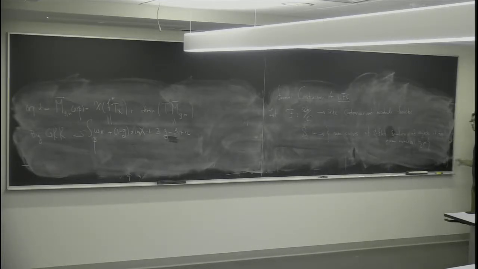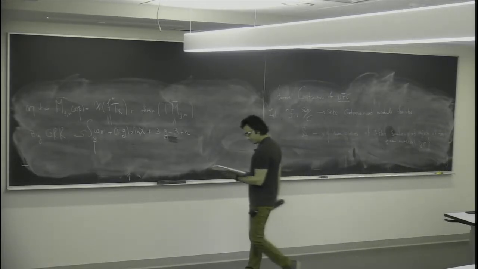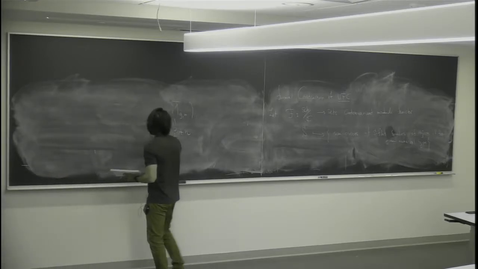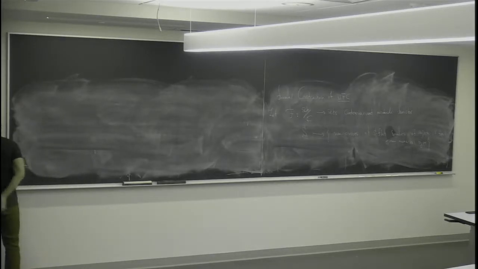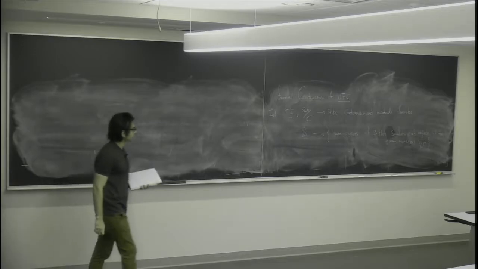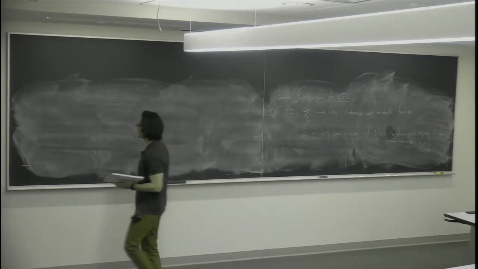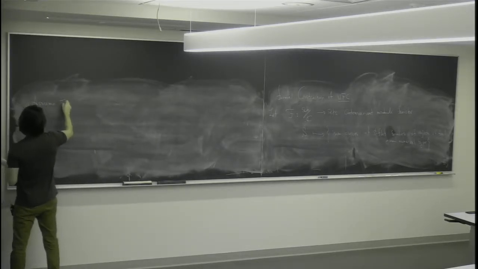Let us for now assume that S is an affine scheme. Now we are going to construct something called the tangent obstruction functor associated to this functor F.